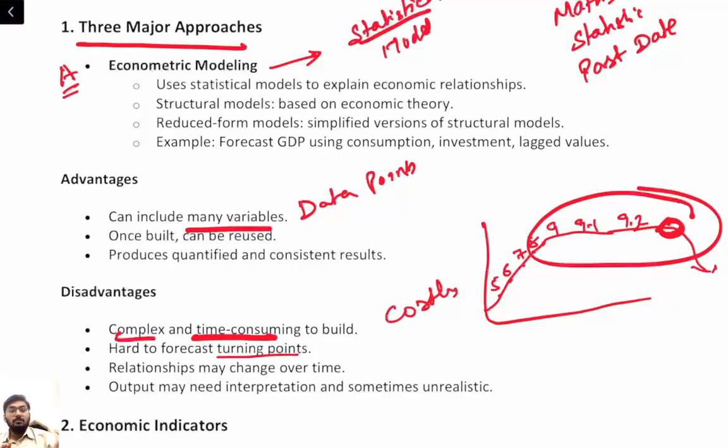I'll give you one example. Before the 2008 financial crisis, most of the models failed to give us the signal that there is an issue. Recession is going to come. Market failure is going to come. It was not informed by any models. Clear?